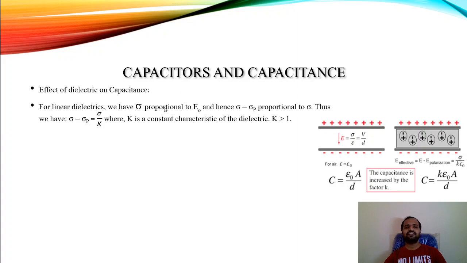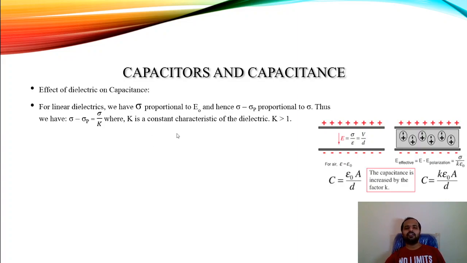So due to this, we can also safely say that sigma minus sigma p is proportional to sigma, because the sigma p value is going to be fixed for the uniform external electric field. From this, we can safely say that sigma minus sigma p is equal to sigma by k. Here we have taken 1 by k as the proportionality constant, or k is a constant.